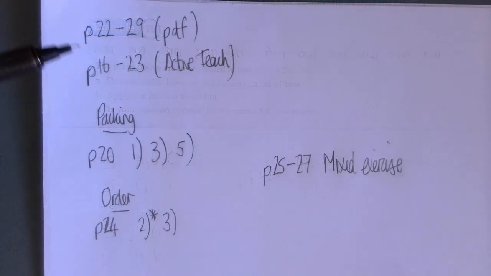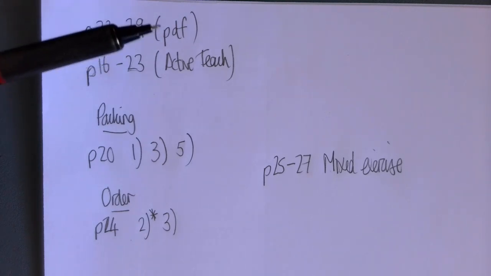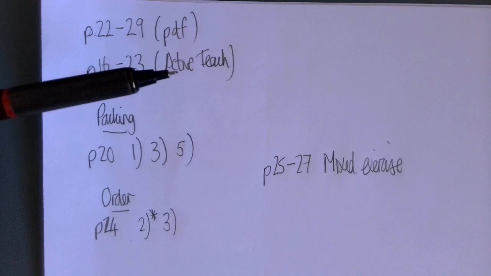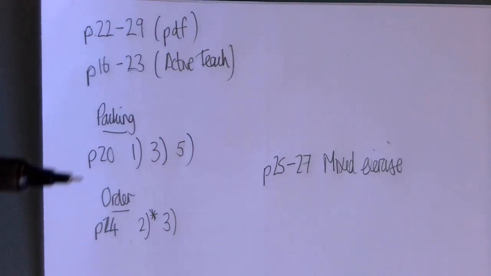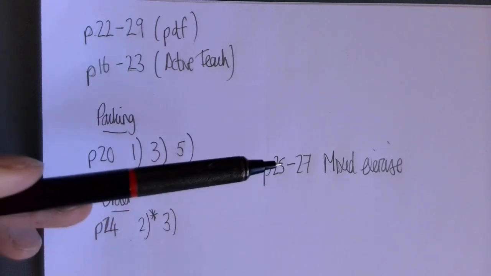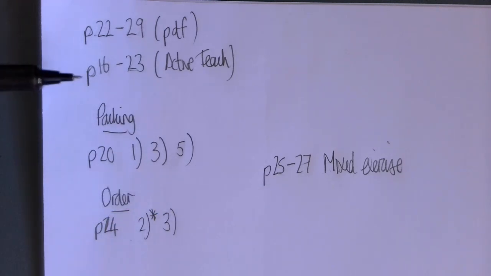Okay, so the theory and examples I've just been through are on pages 22 to 29 in the PDF version of the textbook, or 16 to 23 in the Active Teach version of the textbook. You should all have access to that. These page numbers are from the Active Teach textbook, but you're a smart kid, you can work out how to convert it if you've only got the PDF.